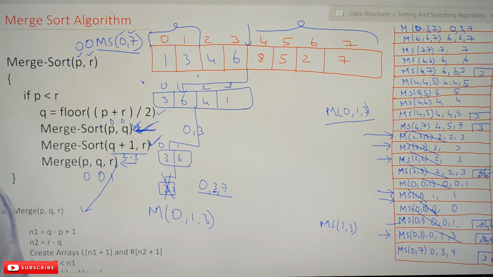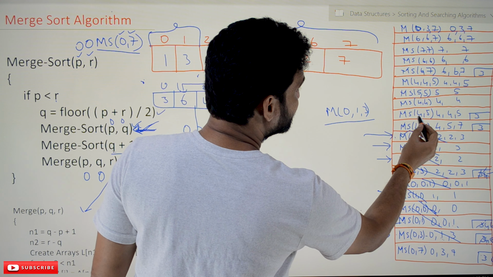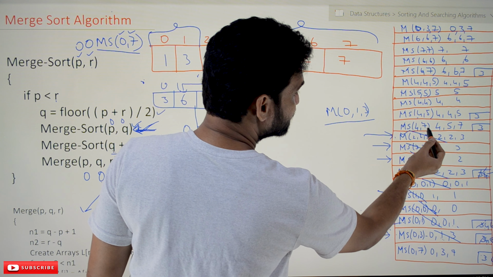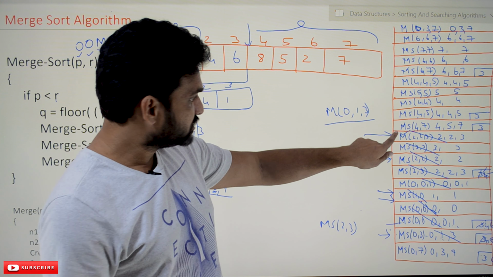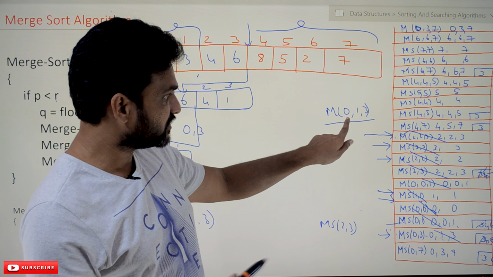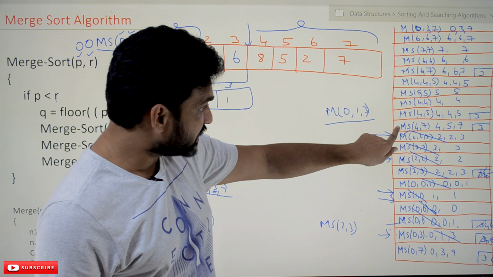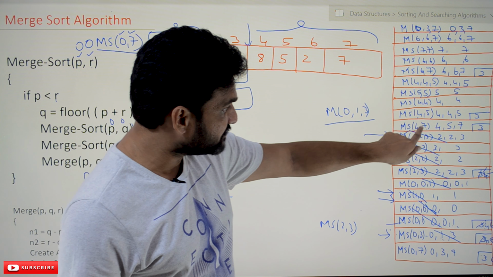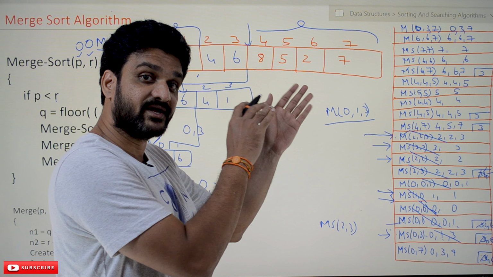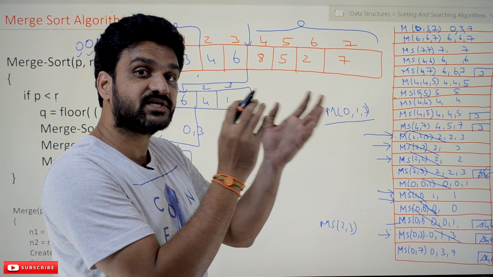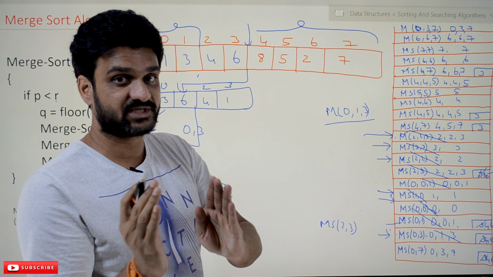Now the function call that is made is MS of 4 comma 7. See here, I missed this line of code; somehow it went wrong. So MS of 4 comma 7 is the line of code being executed now. Here we are in the fourth line of code, where a new function call is made. And what is the value of that function? It is MS of 4 comma 7.